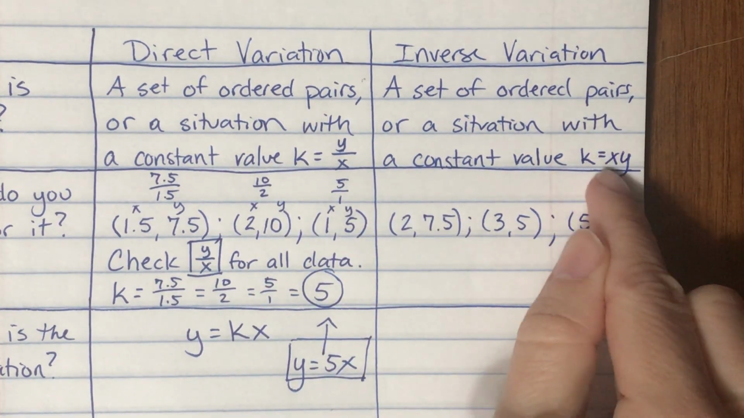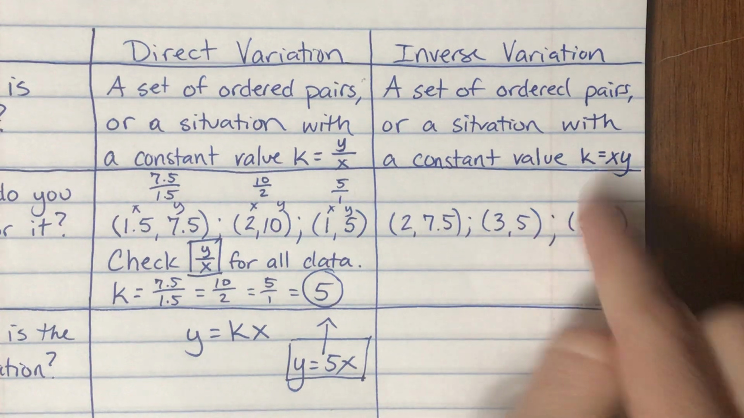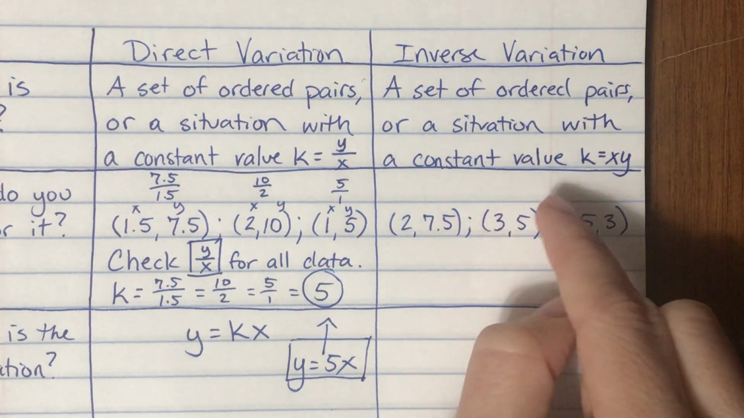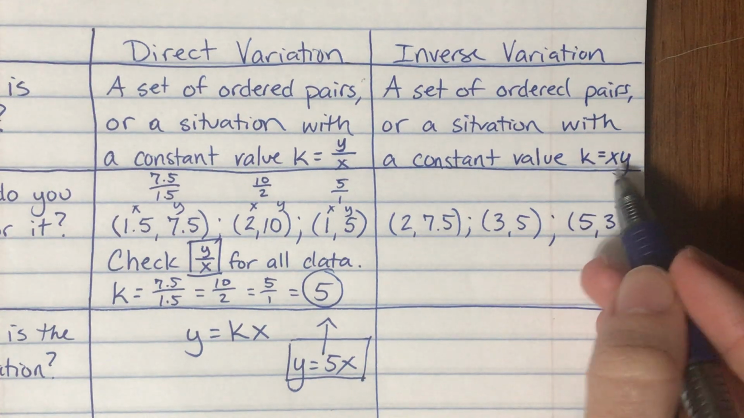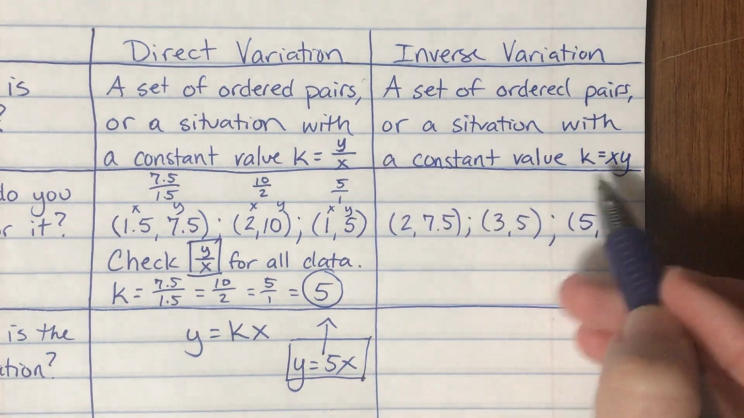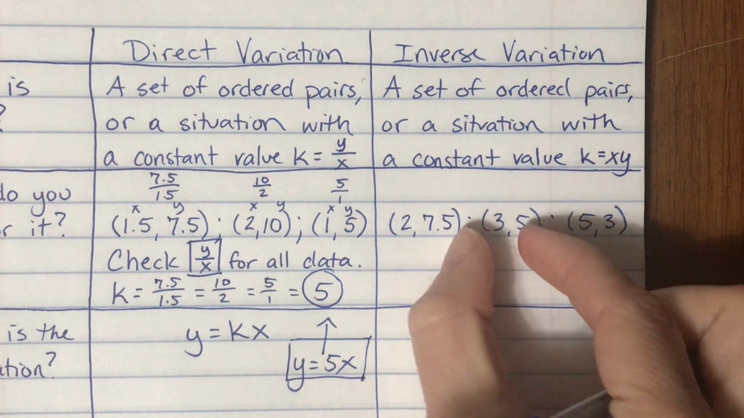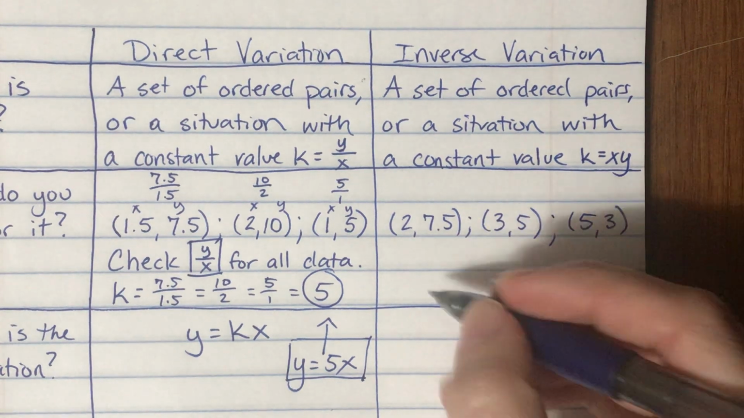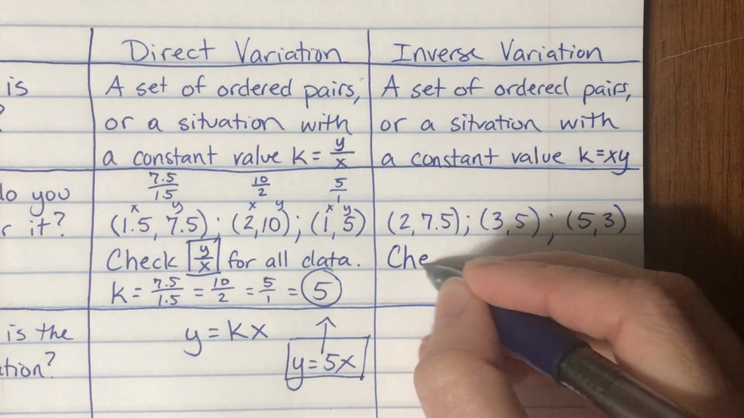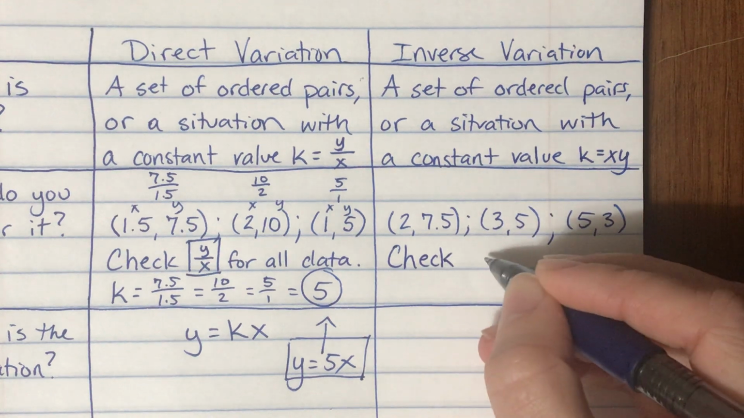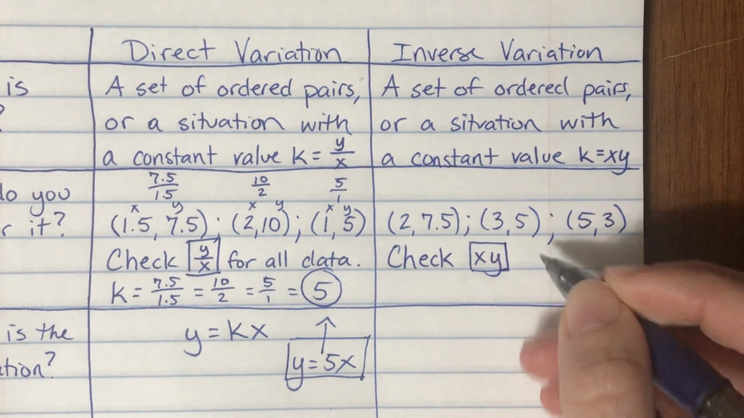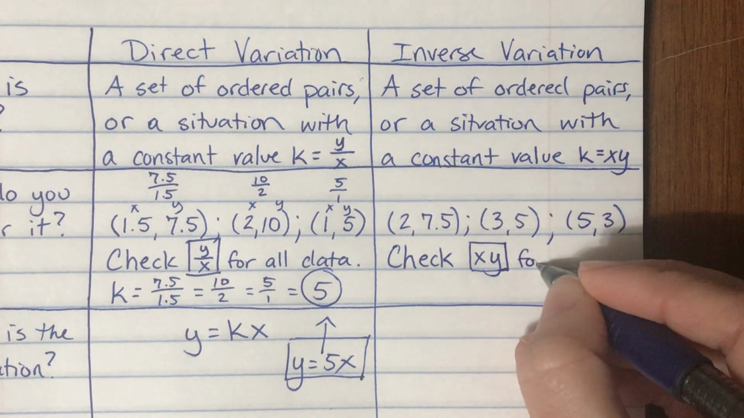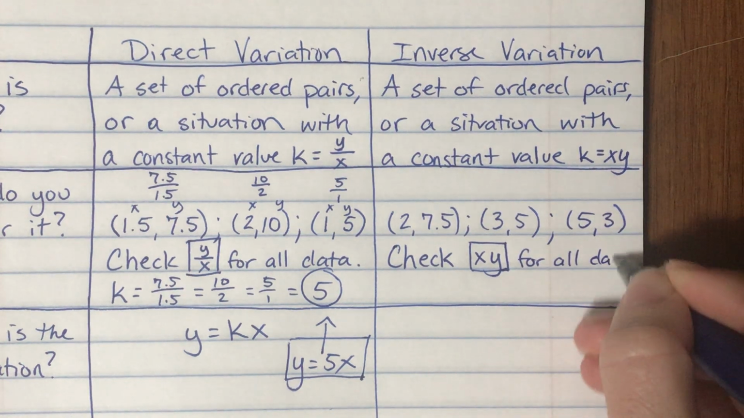And so what is the relationship between, again, it's just a pattern that happens over and over again. What is the relationship for inverse variation? Well, there's a constant, but it's not y over x anymore. It's x times y. It's just the ordered pairs multiplied together. And so for inverse variation, to find out if it is inverse variation or not, we're going to check all the xy pairs. We're just going to multiply the numbers together for all data.